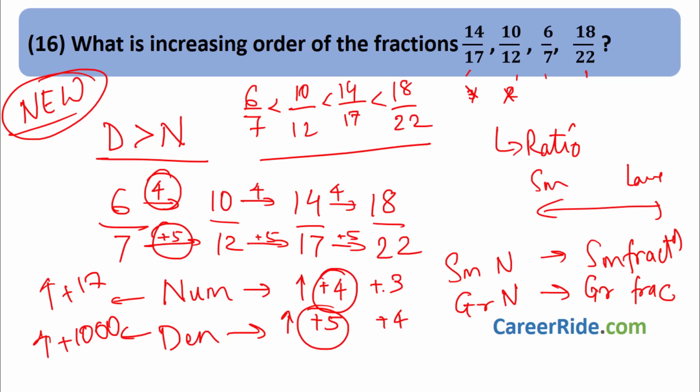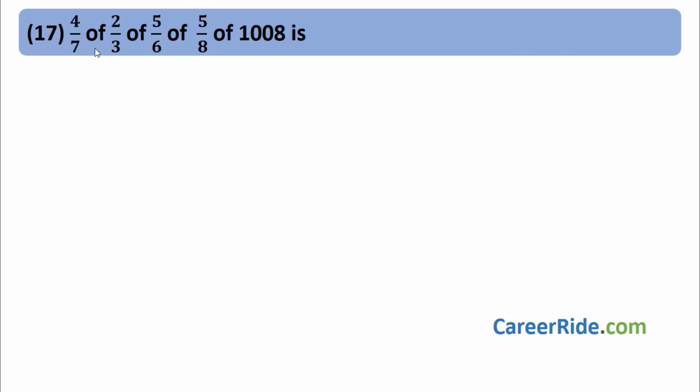Now moving to the next question. 4 by 7 of 2 by 3 of 5 by 6 of 5 by 8 of 1008 is again very easy.